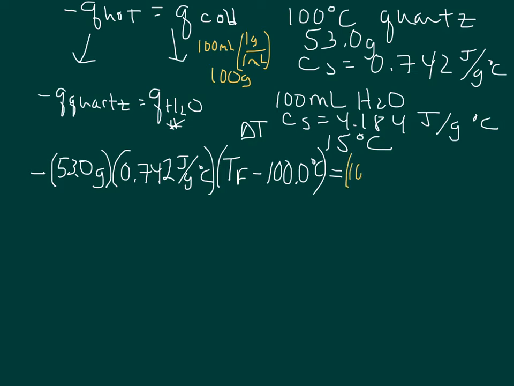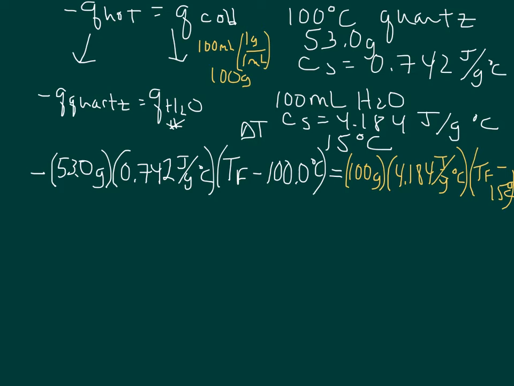So 100 grams, and the heat capacity for water, 4.184 joules per gram degree C. And then finally, we're going to do the same thing, T final minus T initial. T final minus 15 degrees C, which is our initial temperature for water. Okay, so now we're ready to do a little bit of math.